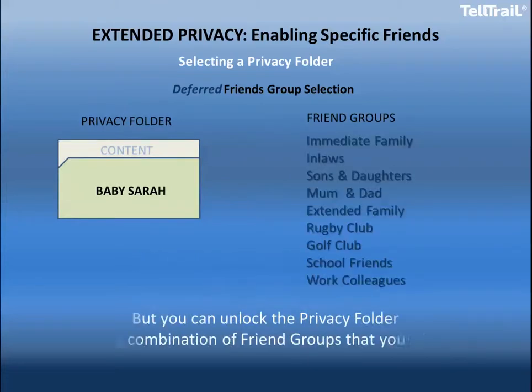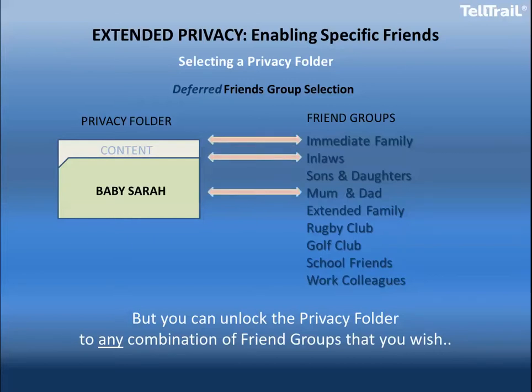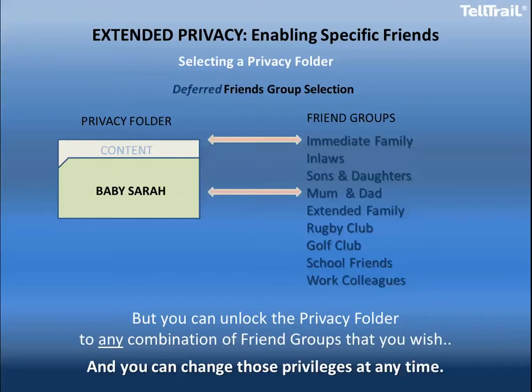To complete the process, you need to authorize the privacy folder for those friends that you feel should have access to all that content. And in the case of privacy folders, you can authorize any number of your friend groups to see the content, and you can change that at any time. Once again, all changes are effective immediately, so any friend groups disconnected from a privacy folder will instantly lose access to that stored content.